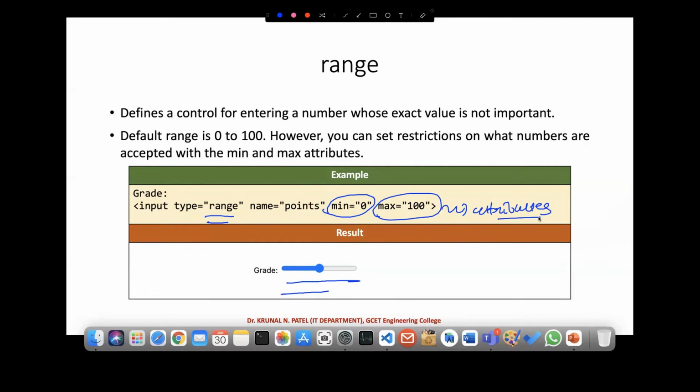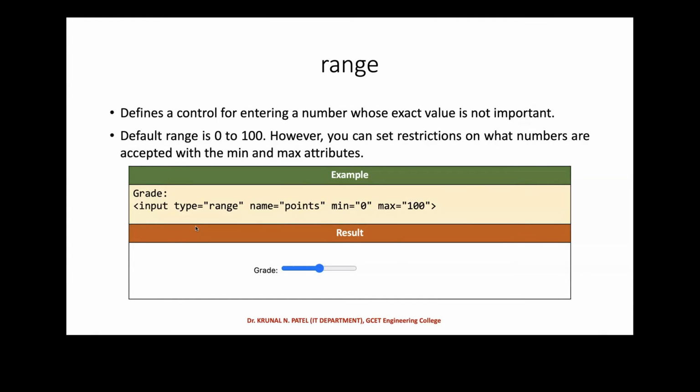Here you can see the kind of output you will get if you use the range input type, right? The default range is 0 to 100. However, you can set a restriction on what numbers are accepted using the minimum and maximum attributes. So if you want to provide this kind of range input in your web form, that is also added.